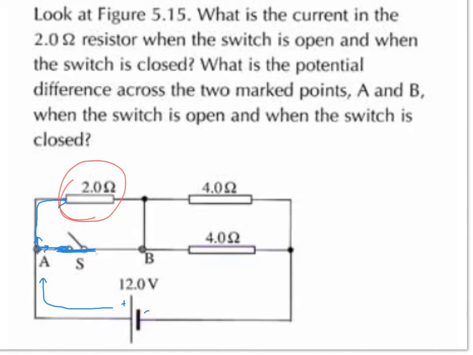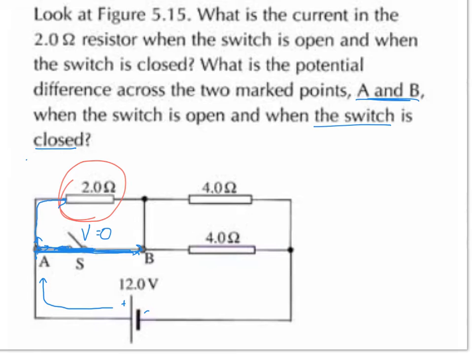But here, because there's a wire and there's no resistance here, there can't be a potential difference. And so therefore, to answer the question about when the switch is closed, what's the potential across A and B? Well, the potential there is 0. The potential difference there is 0 because there's no resistance. And if there's no resistance, all the current is going to go through there. So that answers 2 questions.